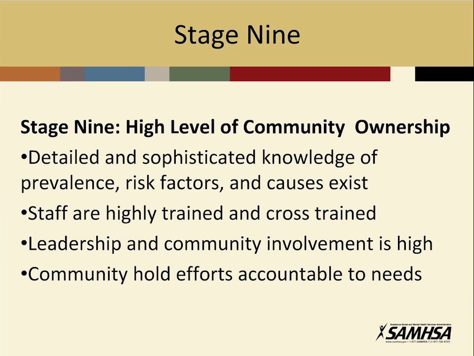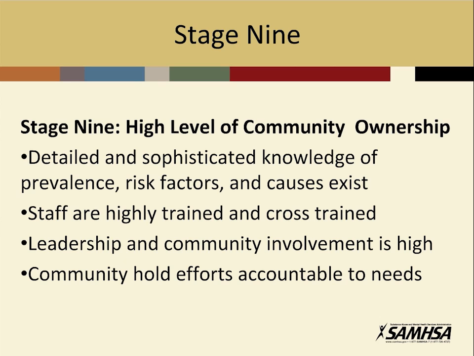Stage 9, this here is where your community is going to be pretty sophisticated about what you're doing for suicide prevention. Your staff is going to be really well trained. They're going to be cross-trained. They're going to know the mental health and other risk factors. They're going to know how to deal with those. Your leadership is going to be really high on this. They're going to be involved in this. This is something that your community is going to be moving forward with.